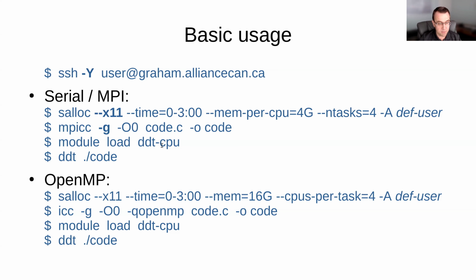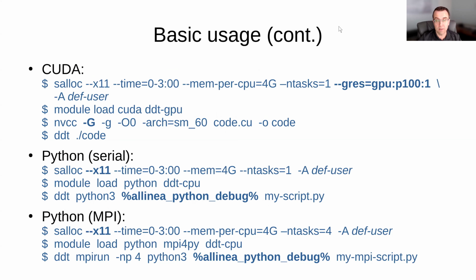And then you load DDT-CPU or DDT-GPU, depending on your situation. The way you run DDT is simply to say ddt and then the path to your code, except for Python, which I will show on the next slide. Python is a slightly more complicated command, but for MPI, serial, OpenMP, and CUDA, it's exactly the same way you start the debugger. For CUDA, again, you choose appropriate salloc arguments. In particular, here I'm requesting a P100 GPU.